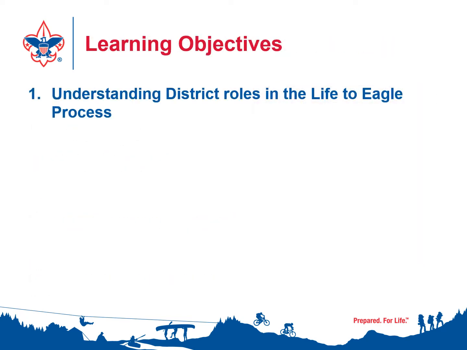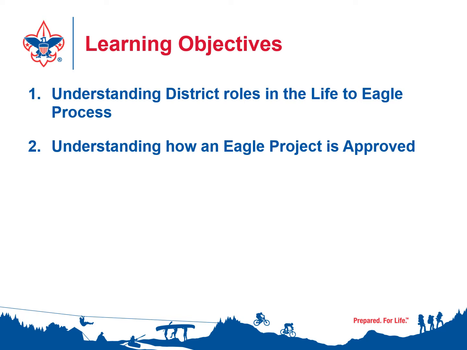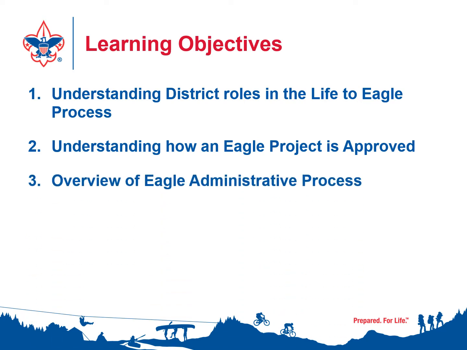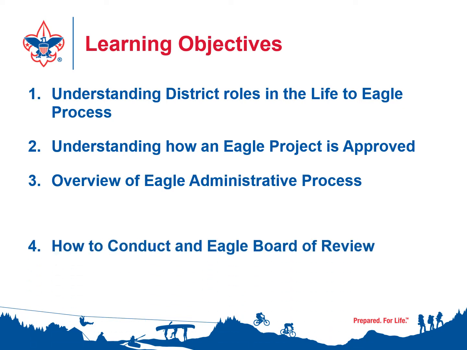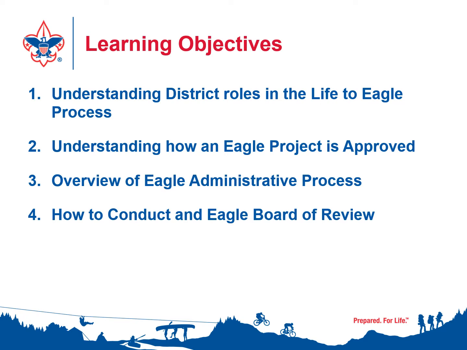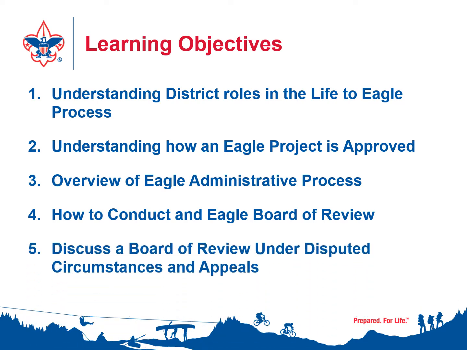In this presentation, we're going to look at the district roles in the Life to Eagle process. We're going to talk a little bit about how a project is approved and the administrative process, so the paperwork, how that's submitted, and then how to conduct an Eagle Board of Review. And then we'll talk about some of the other things that come up: appeals and boards of review under disputed circumstances, what can go wrong or what can be unusual in the process. We'll try to hit some of the high points of those and give you an idea of what to do if you're in those sorts of circumstances.